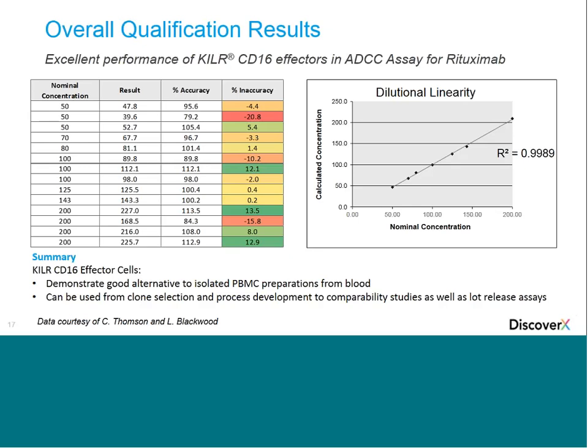So our colleagues at Sartorius Sedman, Catriona Thompson, and Lisa Blackwood, who provided us with data, concluded that these KILR CD16 effector cells demonstrate a good alternative to isolated PBMC preparations from blood, which is what they typically use in this assay, and that they can be used from clone selection and process development to comparability studies as well as lot release assays. I would like to point out that if you'd like to hear more about this study, we will have our colleagues sharing this data in a webinar coming soon, later this fall.